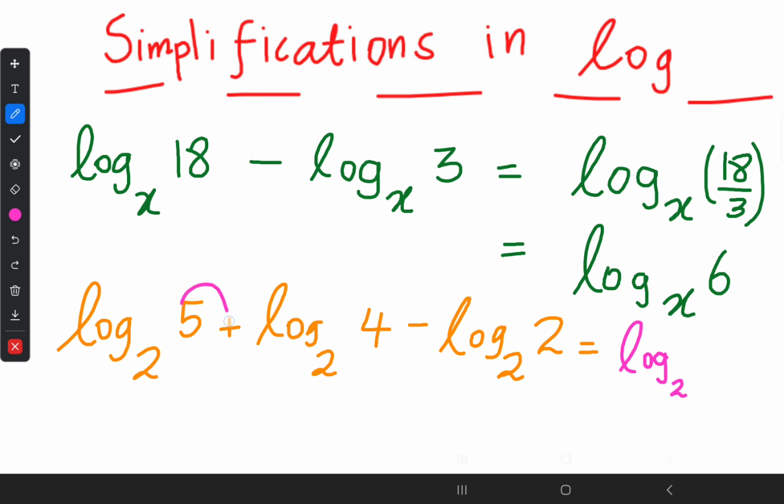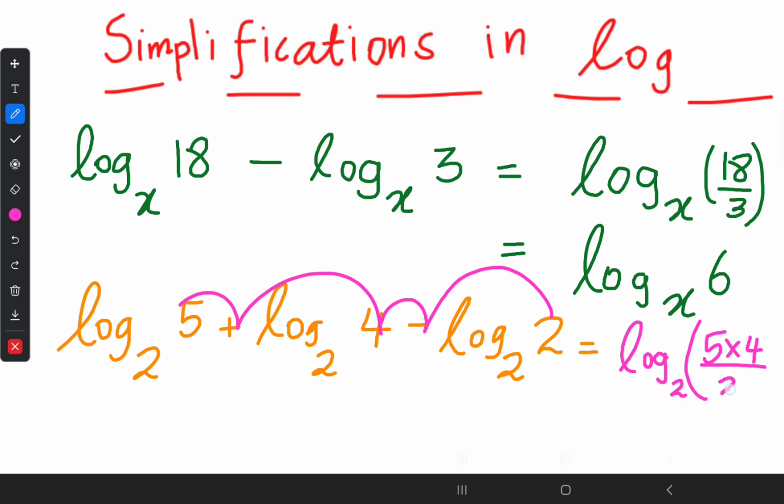First of all, there is an addition, 5 plus 4. In logarithmic notation, if there is an addition, that will become a multiplication. 5 should be multiplied with 4. There is a subtraction, and subtraction means divide by 2. This is the way you should do the operation. 5 multiplied by 4 is 20, 20 divided by 2 would be 10. So log base 2, the answer would be 10.